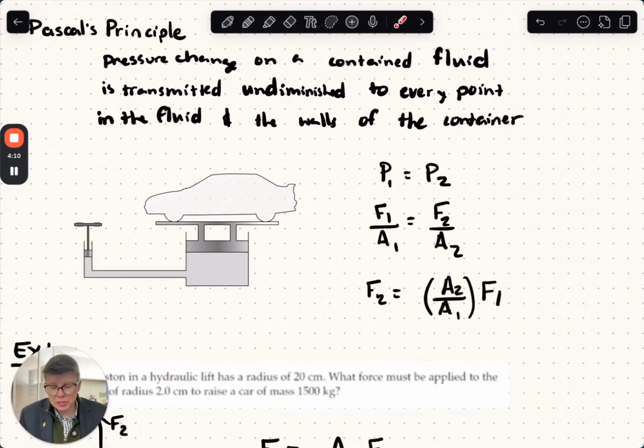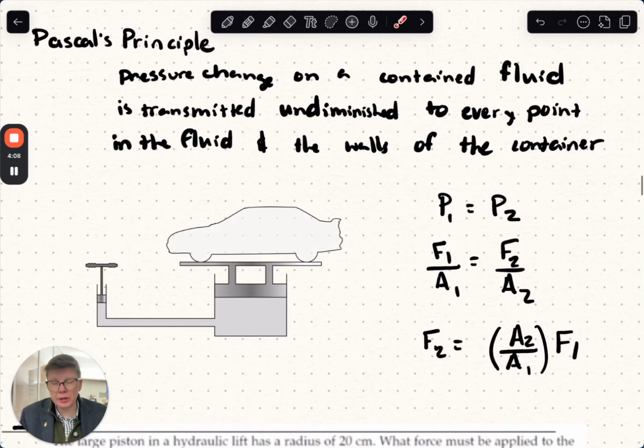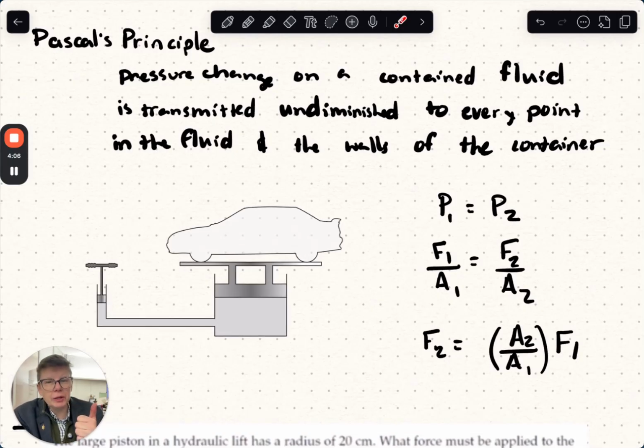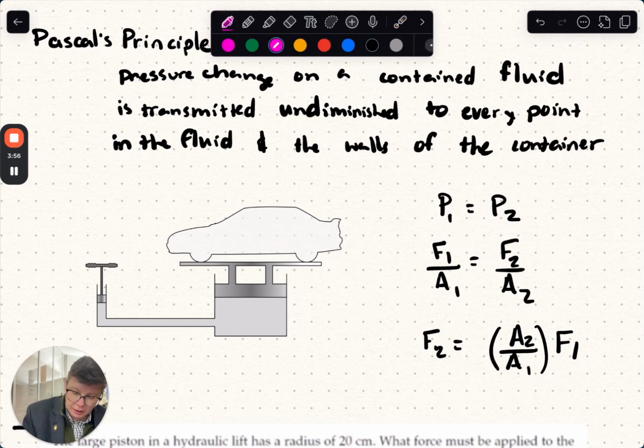Pascal's principle describes something really important here. I've got a contained fluid where pressure is transmitted undiminished to all points in the fluid, including the walls of the container. So pressure 1 on the left side, let's add that in, pressure 1 here on the left is equal to pressure 2 here on the right.